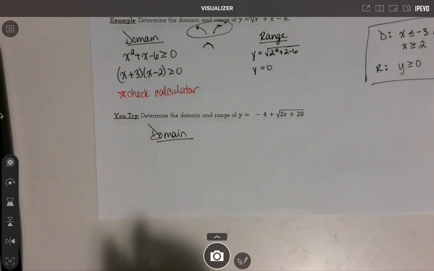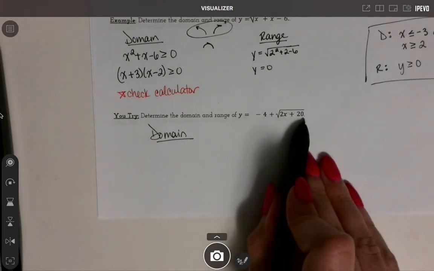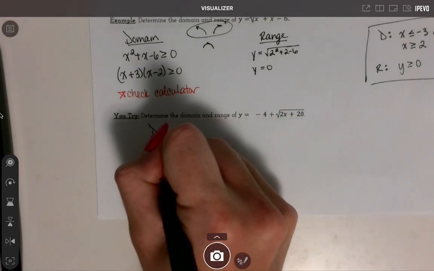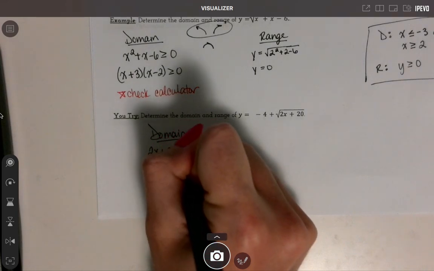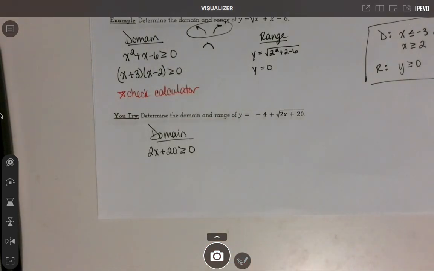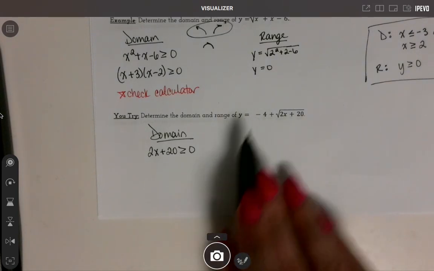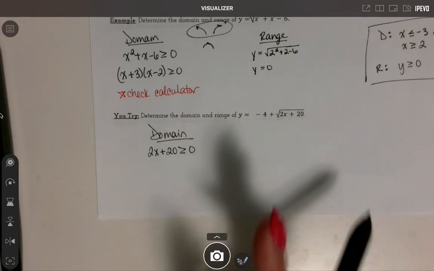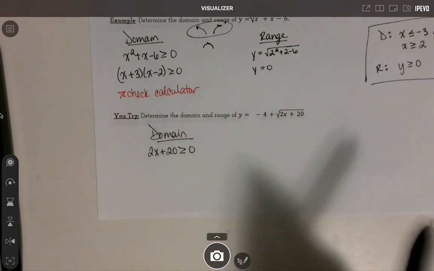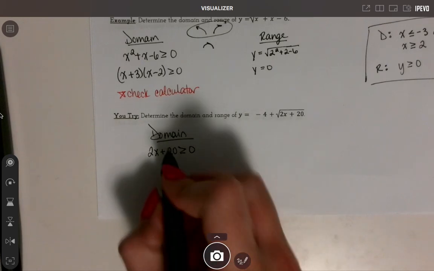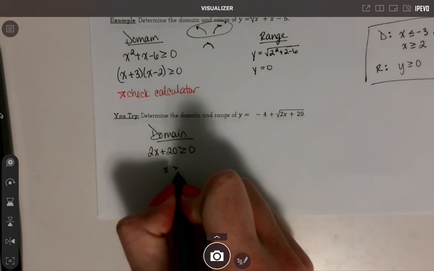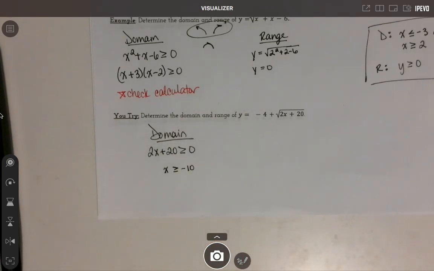All right, so we're going to find our domain. I'm only taking the piece that's under the radical, so 2x plus 20 is greater than or equal to 0. I do not care about that -4 right now, because the only thing that's changing the domain, moving it left or right, is what's under the radical. So when I solve this, I get x is greater than or equal to -10.